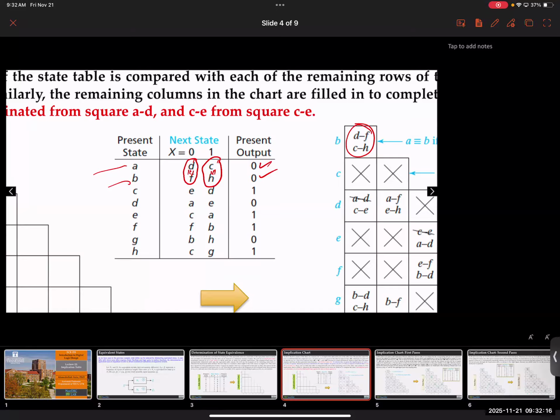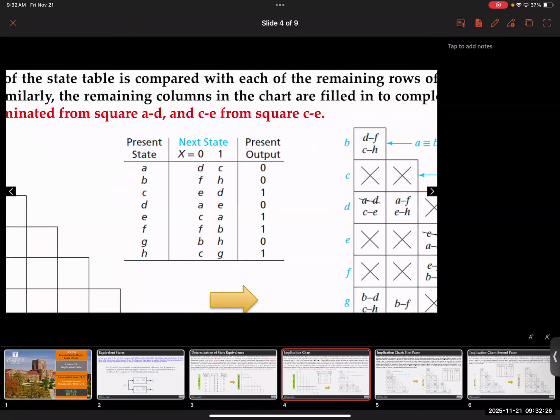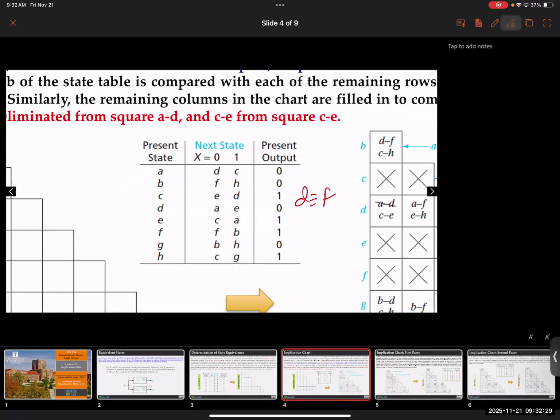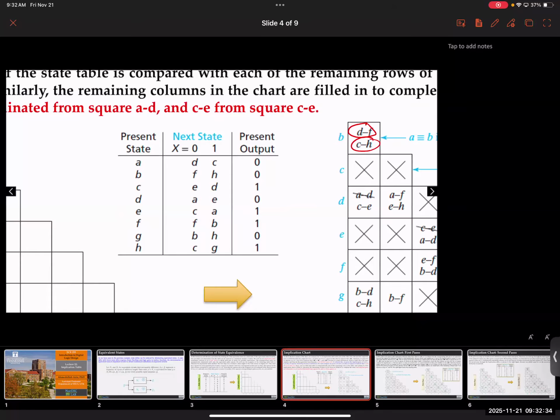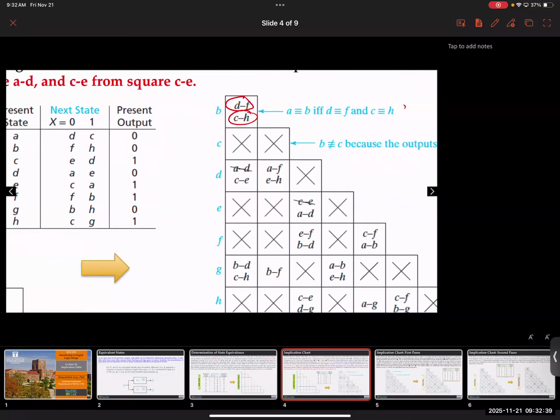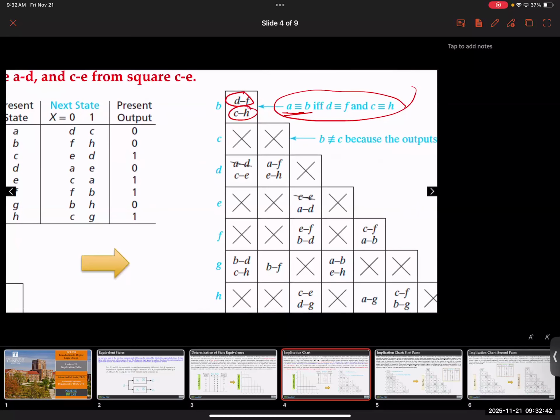Okay, so I'm going to add a condition that, at this point, you can have A and B equivalent if... Let me show you. Instead of showing D equivalent to F, which is difficult to type, we basically just show DF and CH. We just show a pair. DF should be the same, CH should be the same. Does that make sense? And the full form is shown here. A is equivalent to B if and only if, there is no other way, D and F are the same, and C and H are the same.